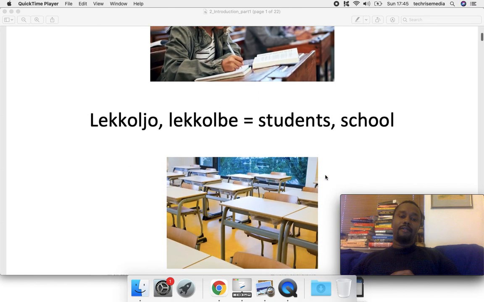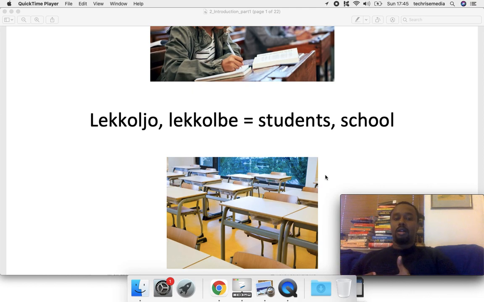And then we have another one. We have lekkojo and lekkobe, right? This means schools or students. Lekkojo or lekkobe, right? So it means school. I suppose school and student. That's why I put student slash school, right?